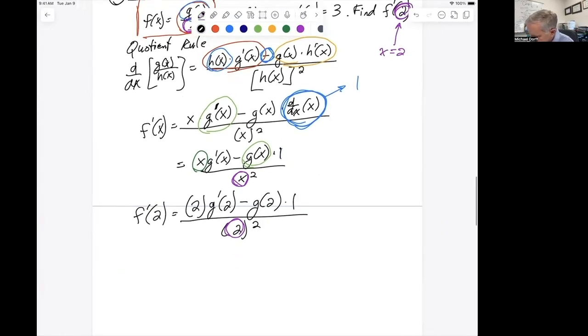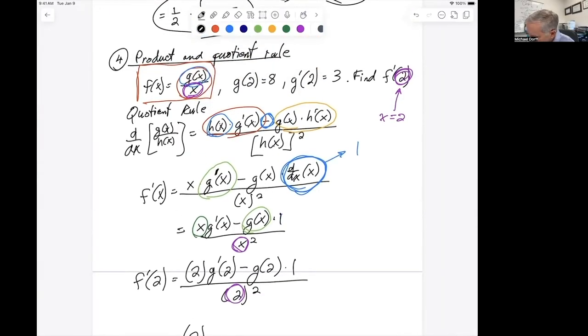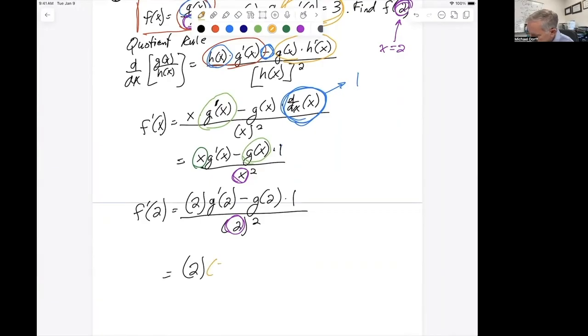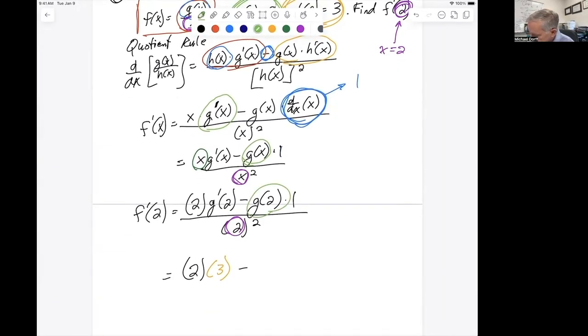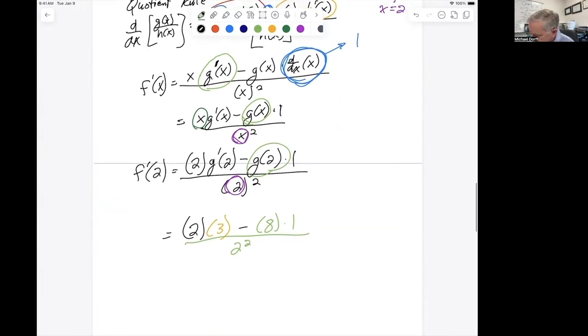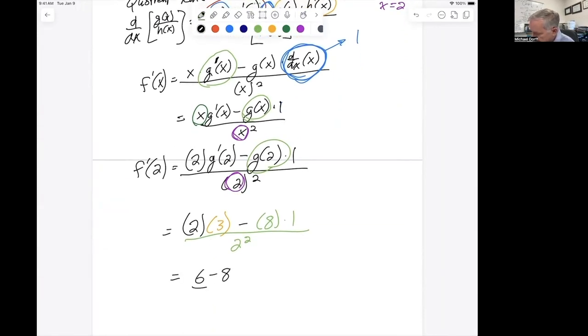Okay, then what is g prime of 2? Well, g prime of 2 was given up here as 3, so we're going to put in 3. I'll start using different colors here. And then I have a minus, and then I need g of 2. Well, g of 2 is right here, that's 8. So I'm going to put that in right here. So this is 8 times 1 all over 2 squared. We go back to black. So I get 6 minus 8 over 2 squared is 4. And so that gives me negative 2 over 4, or negative 1/2.